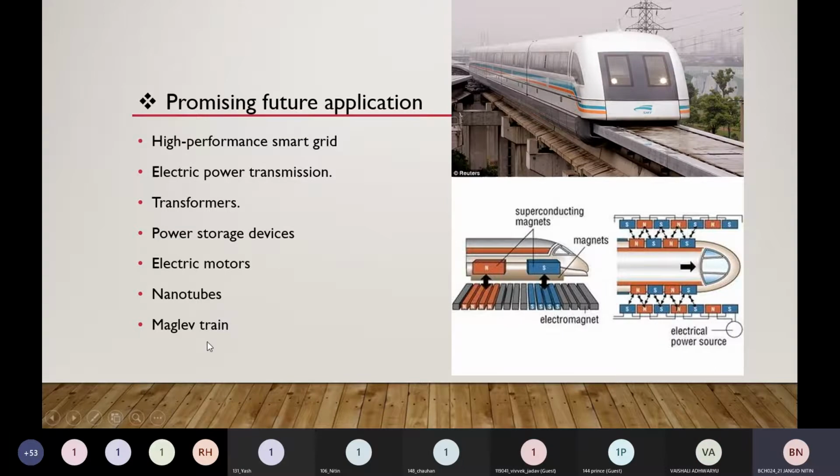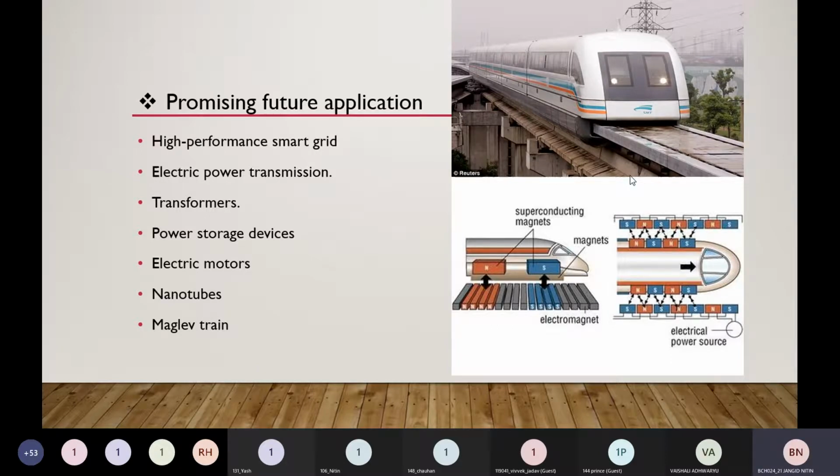This is a maglev train, one of the promising future applications of superconductivity. If you see here in the maglev train, there is no contact with the floor or anything. So it helps with zero resistivity and there is no friction. So it will help the train approach its maximum speed.